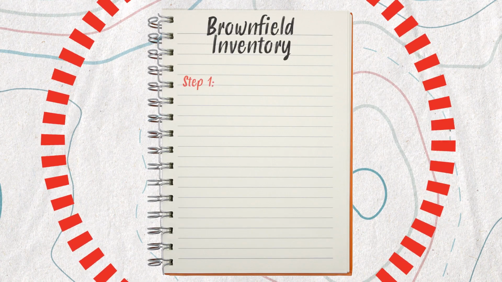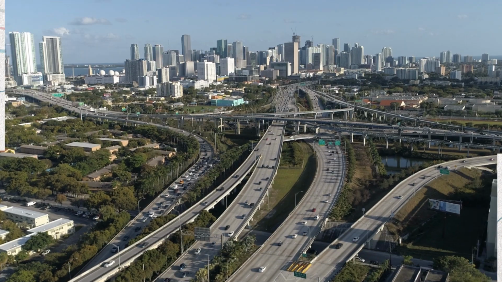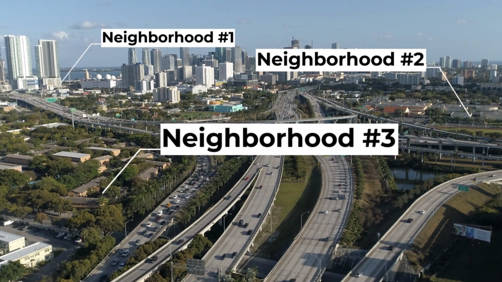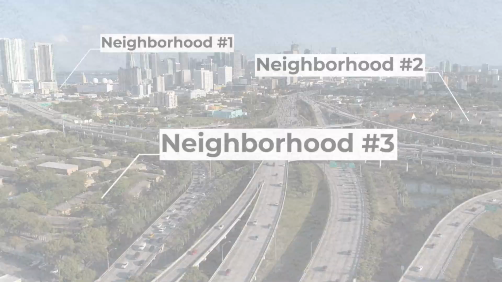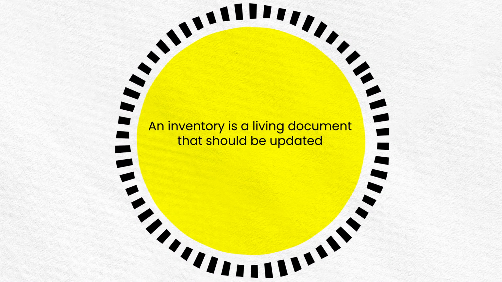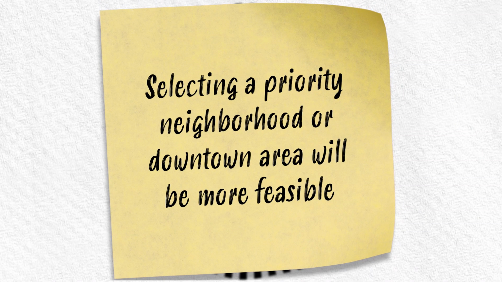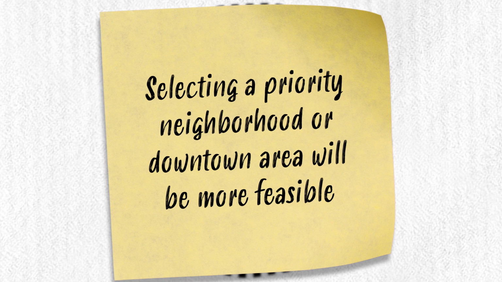Step 1. Determine the geographic area. First, decide on a manageable scope for your inventory. If you're in a city, a neighborhood is probably a good place to start. More rural areas might consider a municipal-wide inventory. An inventory is a living document that should be updated on a regular basis, so selecting a priority neighborhood or downtown area will be more feasible depending on your resources and capacity.